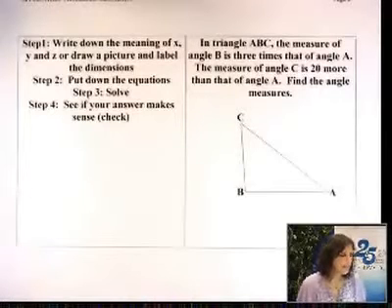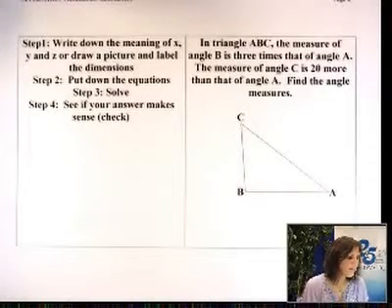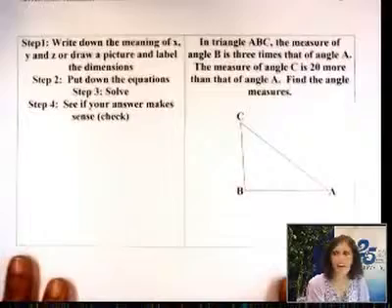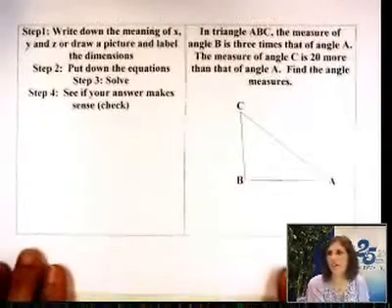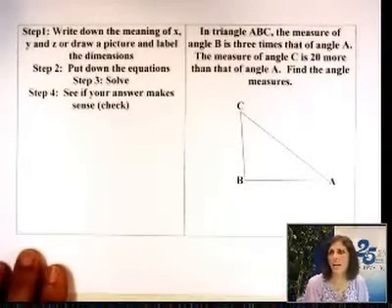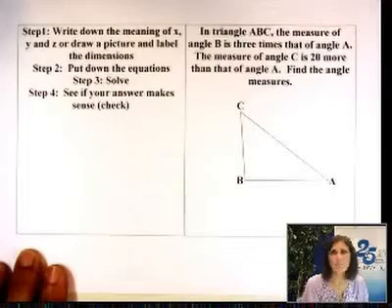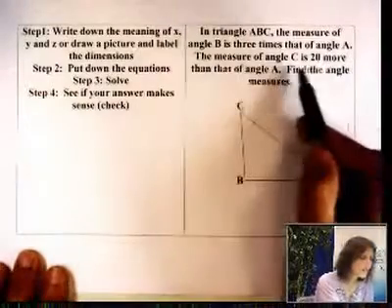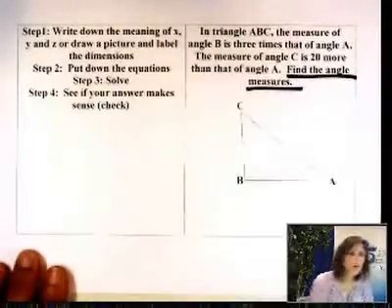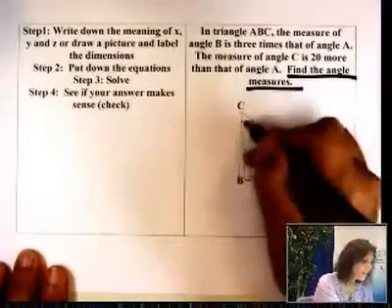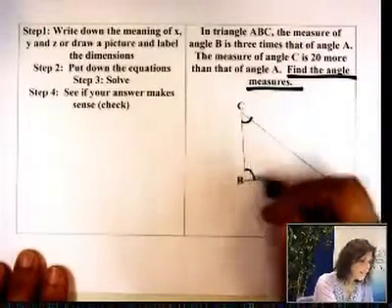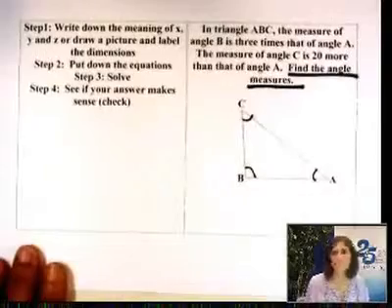In triangle ABC, the measure of angle B is 3 times that of angle A. The measure of angle C is 20 more than that angle of A. Find the angle measures. Okay, so the question is going to give away what we are looking for. We are looking for angle C, B, and A.